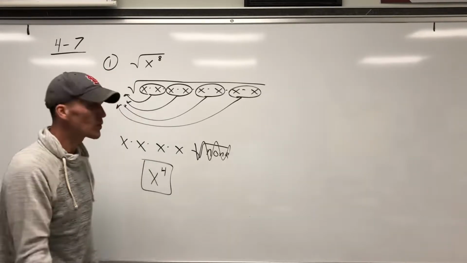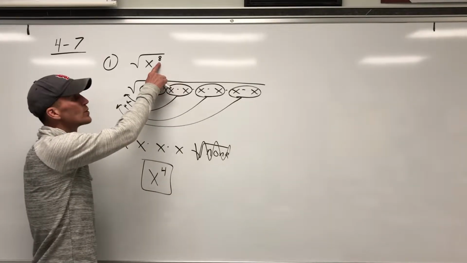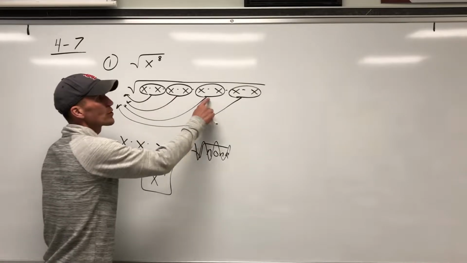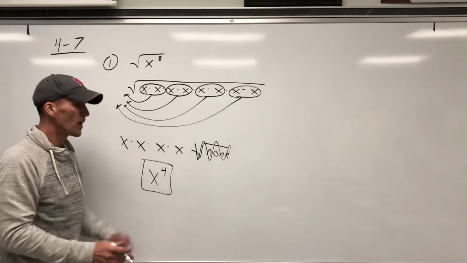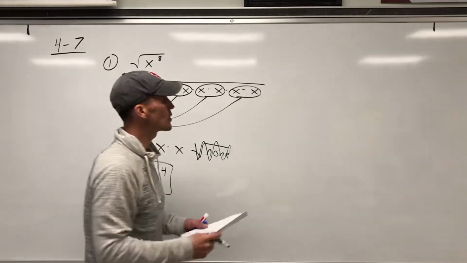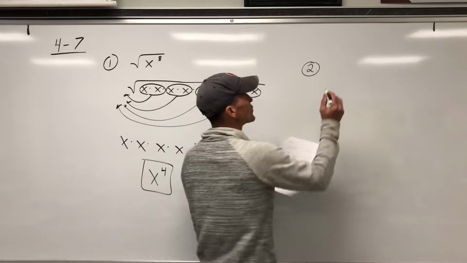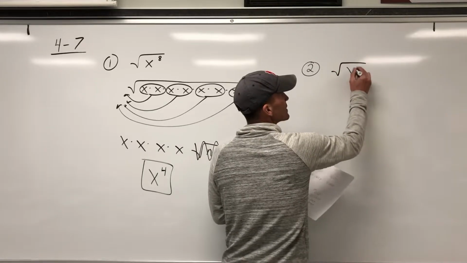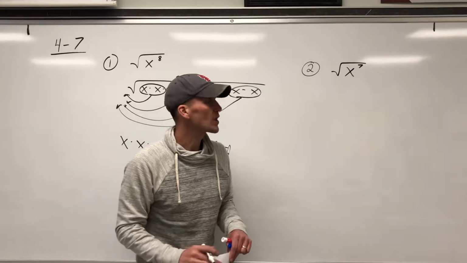So you guys, the short way is just to take your exponent and divide it by 2 because you're looking for groups of 2 or pairs. All right, so you guys, I'll show you the short way to do number 2. Number 2 is square root of x to the 7th. All right, now I'm going to do the long way here in a second so we can check our answer.